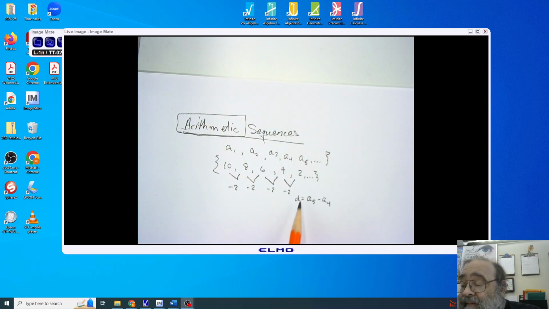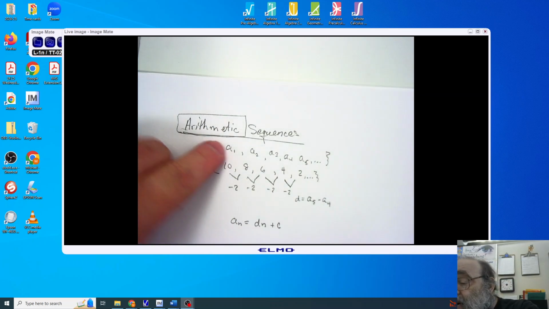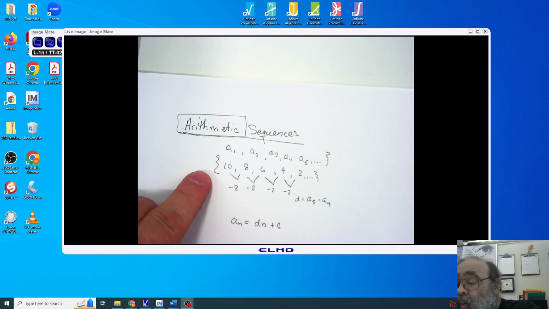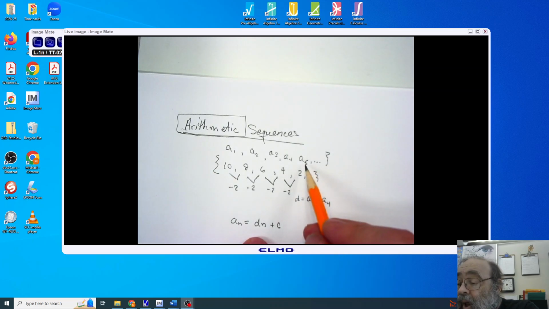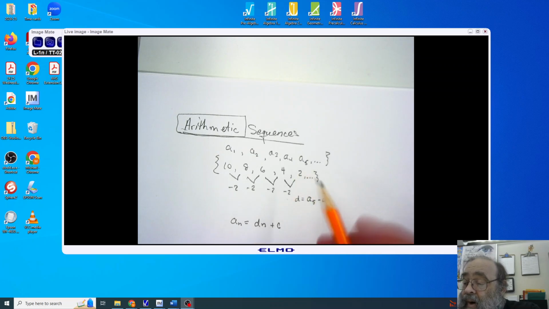If you did not have a consistent difference amongst all of the values in the sequence, it is not arithmetic, and we can't use the method that I'm about to show you. So we're going to use our formula. A sub n equals our common difference times n plus c. Since we know all of these values, we can choose any single one of them. We just have to remember to plug in n, our common difference, and the value that we're working with.